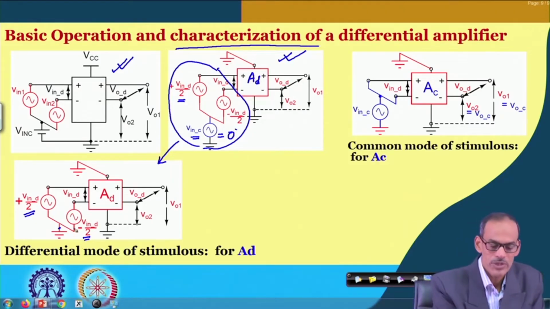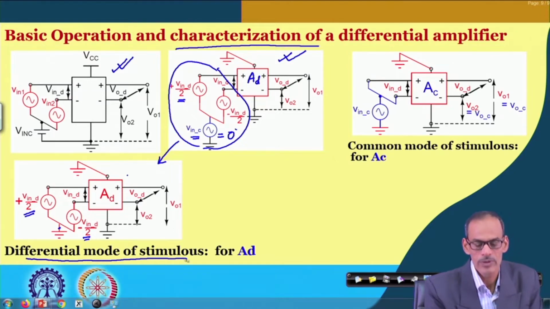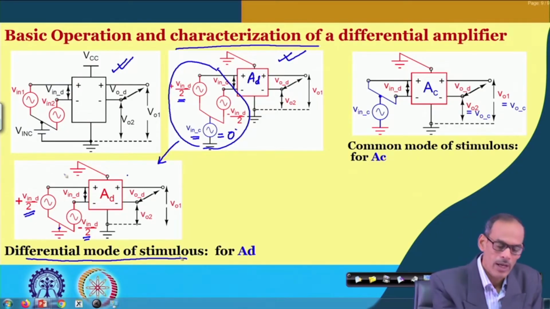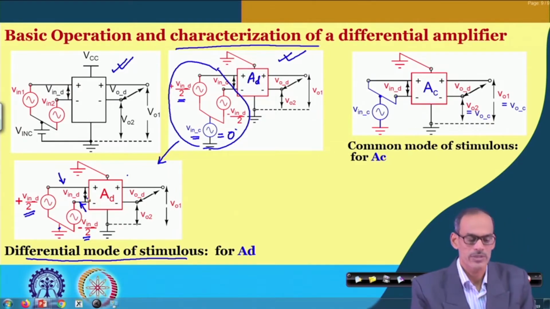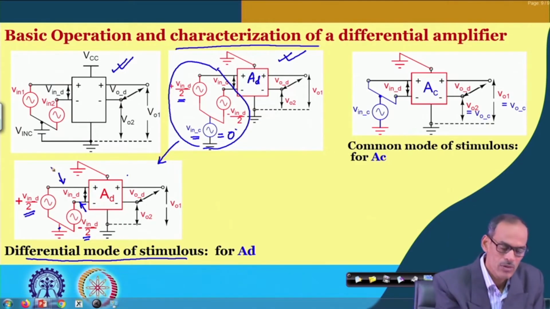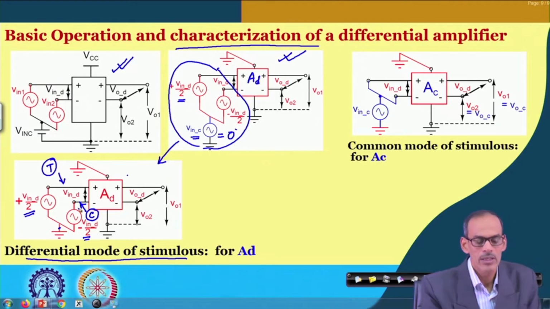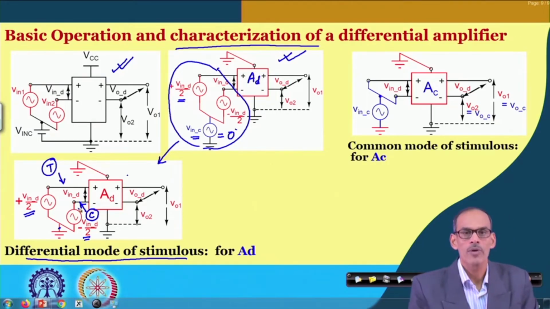This kind of stimulus is referred to as a differential mode stimulus, which means that the common mode component is completely 0, and the signals coming here and here are perfectly complementary to each other. You may say that one of them is a true signal and this is the complementary signal, and there is no common mode component.